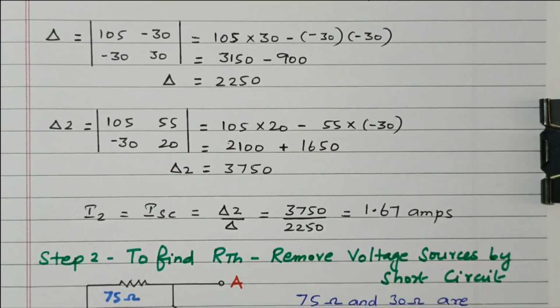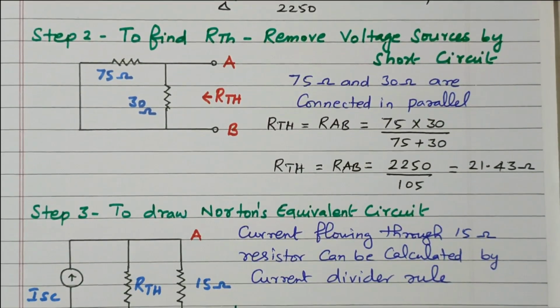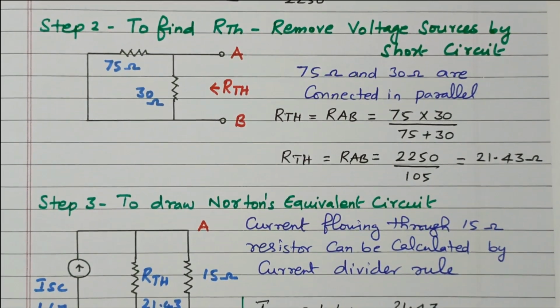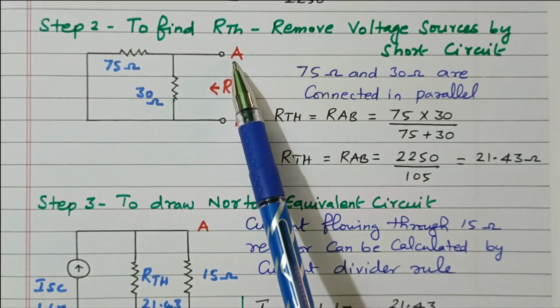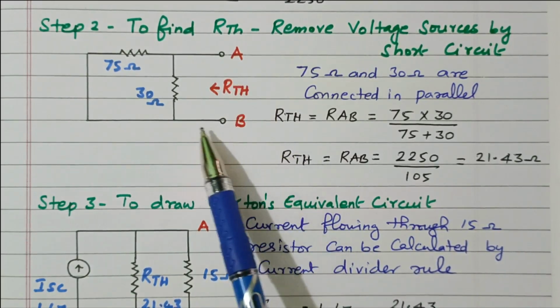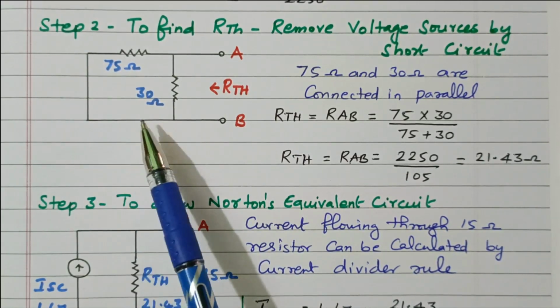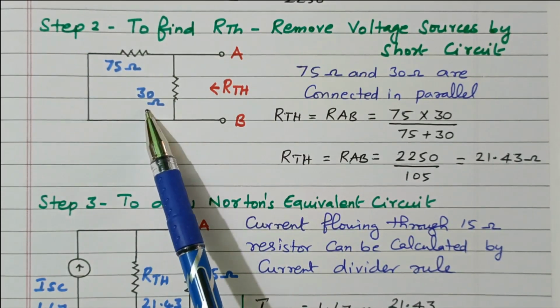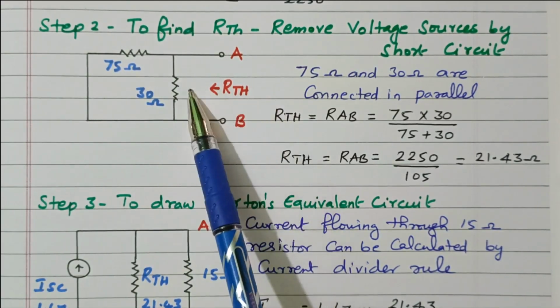So in the second step we need to find the R Thevenin value. How to find the R Thevenin value? R Thevenin is nothing but the resistance across A and B. All the sources should be removed. After removing all the sources, we have 75 ohm and 30 ohm. So we need to find the resistance from this end.